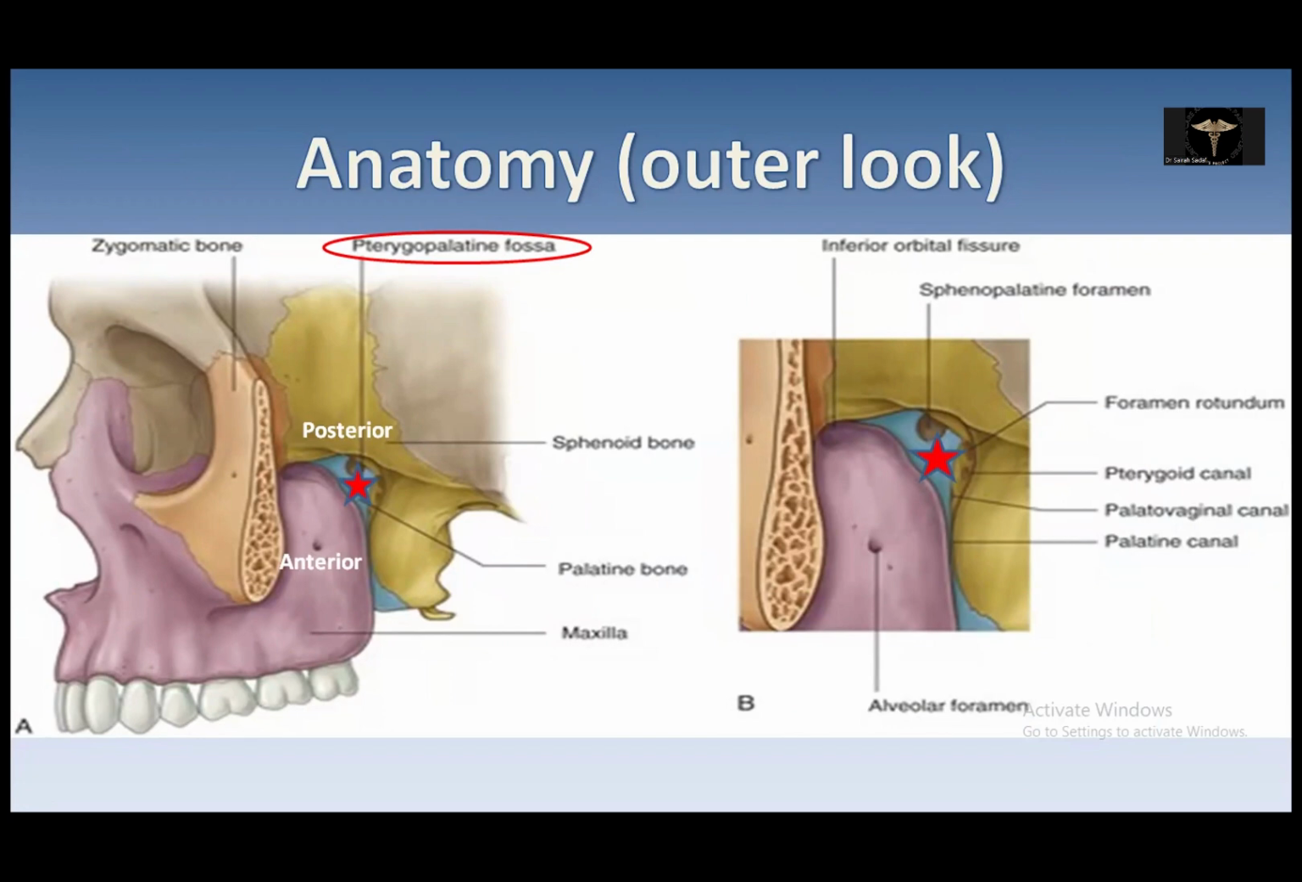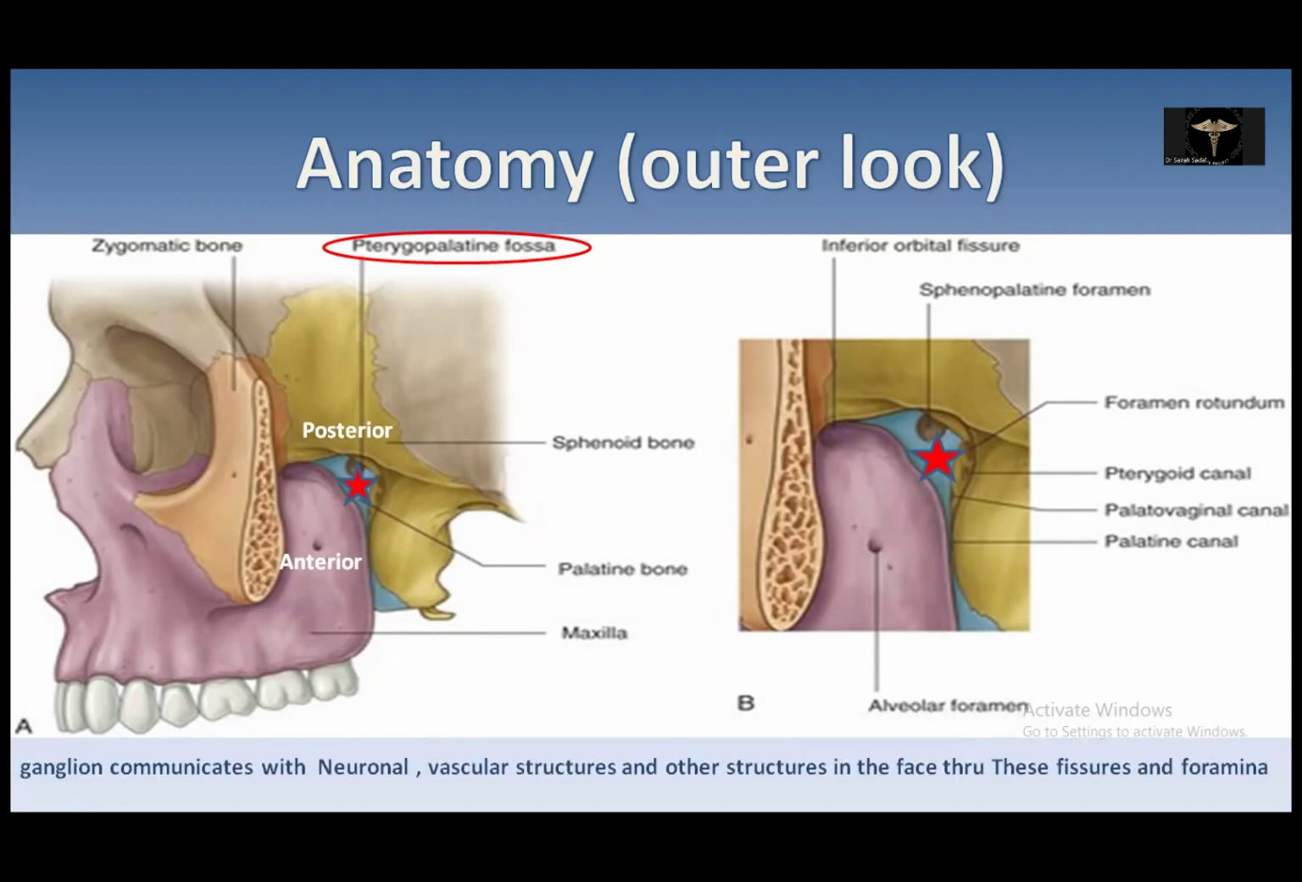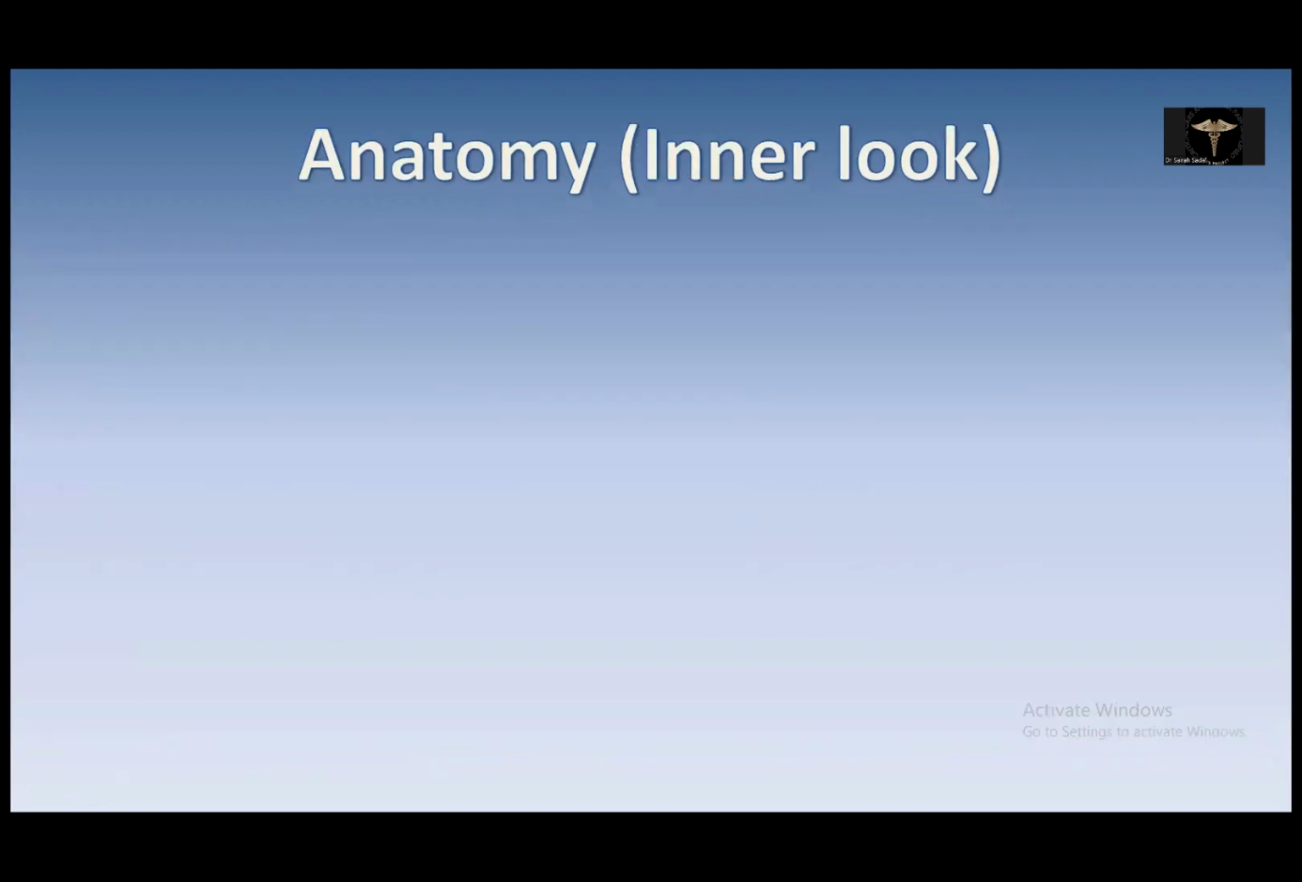So the sphenopalatine ganglion is bounded anteriorly by the maxilla, this one, and posteriorly by the greater wing of the sphenoid bone, and medially by the palatine bone. And there are fissures, as you can see here, my cursor, and then there are different foramina. The ganglion communicates with the neuronal and vascular structures and other structures in the face through these fissures and foramina.